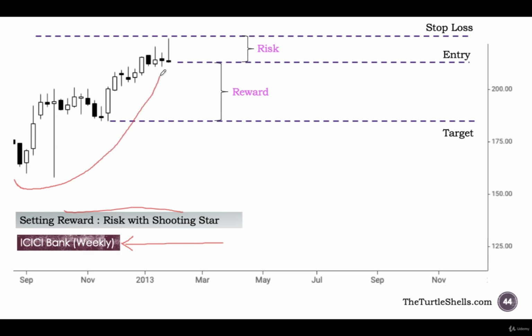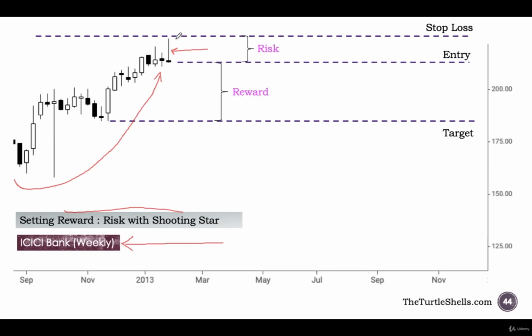So a nice uptrend in the market, and you have a classic shooting star here. Classic because it doesn't have a lower shadow or a negligible lower shadow. The real body is very small and the upper shadow is more than twice the height of the small real body.